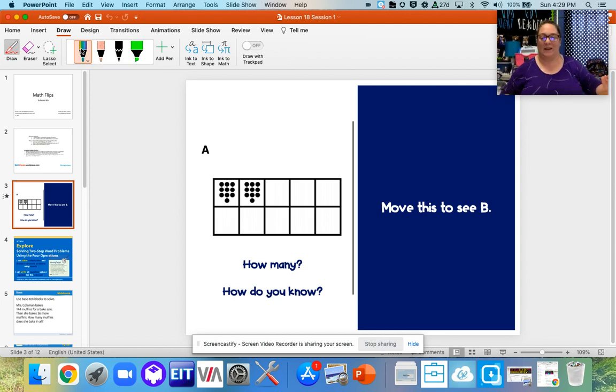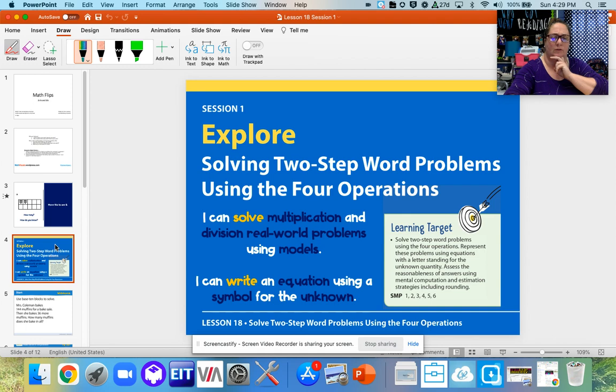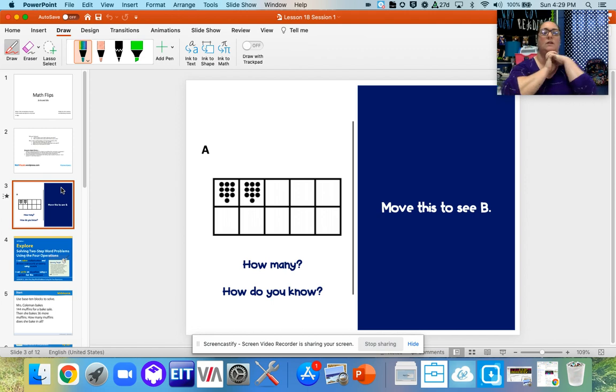All right, so we have been working with solving one-step word problems. So today we're going to be thinking about two-step word problems. I want you to think about right now, what could one-step versus two-step mean? All right, we're going to talk about that in a second. But first, let's look at this number sentence routine.